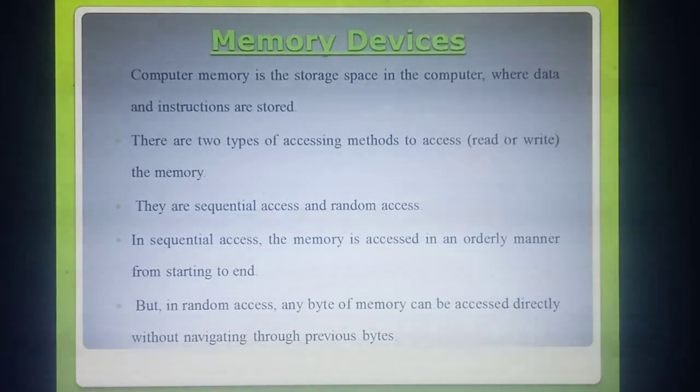But random access means it will not read in a sequential manner. What's the meaning? First it will read number 2, for example. Next it will read 5, then 7. Like that, any one number. It will not read in an ordered manner. It will read randomly. That is called random memory access. Okay, so you have studied two types of access: sequential and random access.